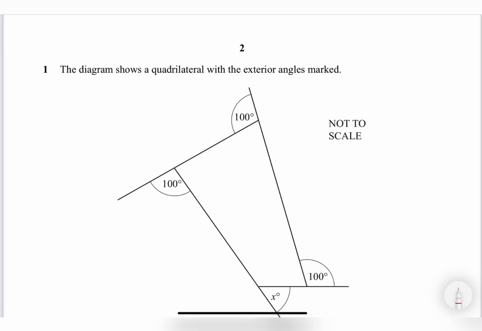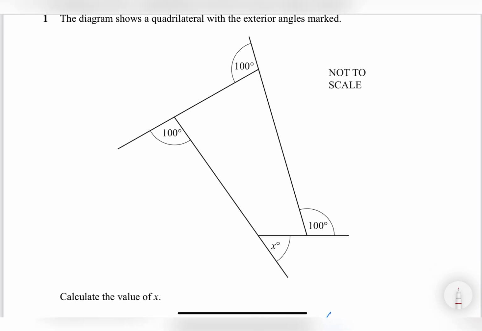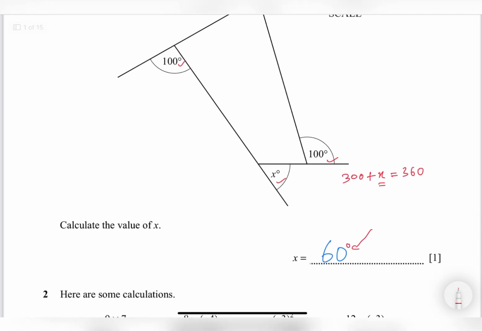So here we go, learners, with question 1. The question says the diagram shows a quadrilateral with exterior angle marked. Work out the value of x. As we all know, the sum of exterior angles equals, repeat after me, 360 degrees. So this 100 plus this 100, that's 200, plus this 100, that's 300, plus x. 300 plus x equals 360. Can you guess the value of x? All of you got it correct. It is 60 degrees. Very good.